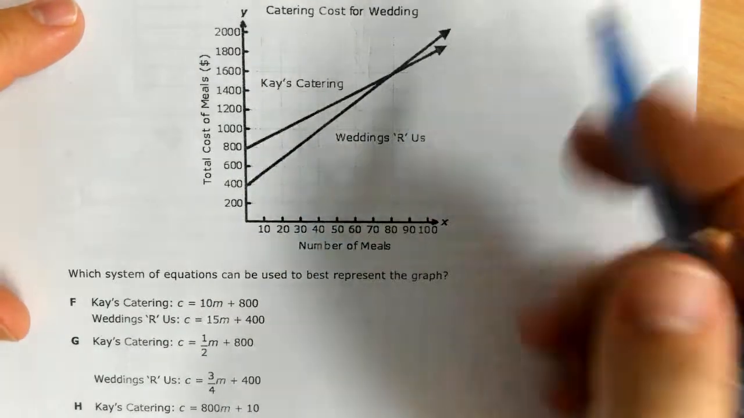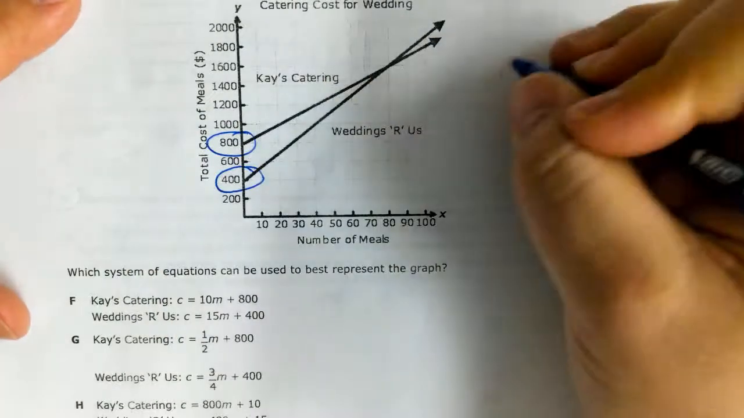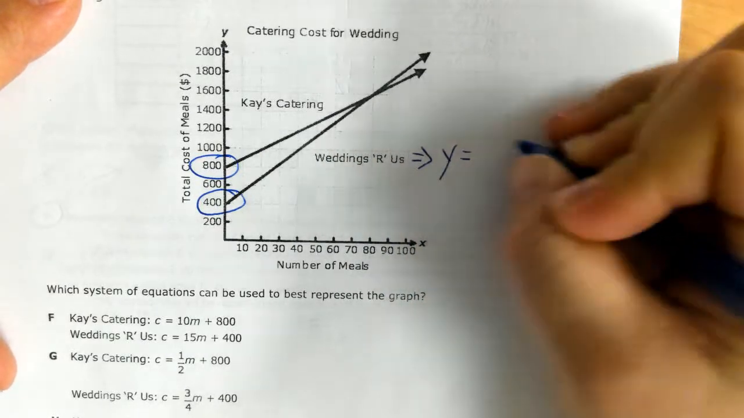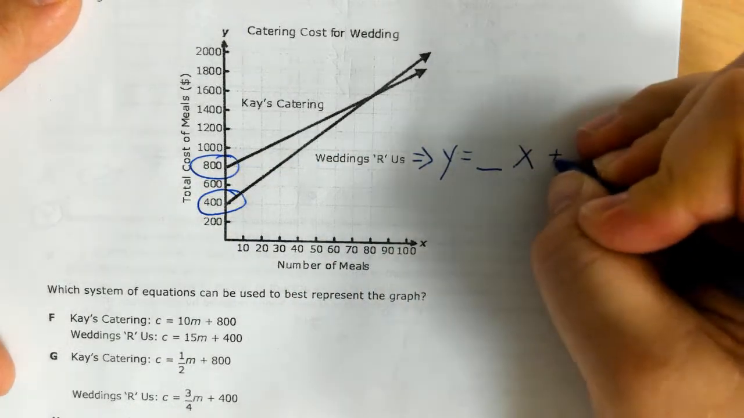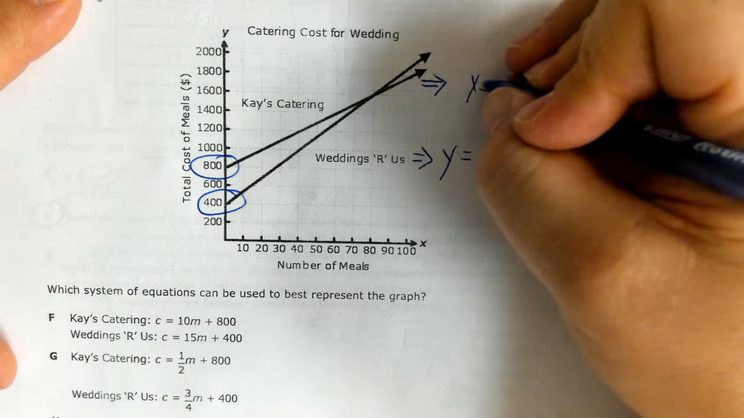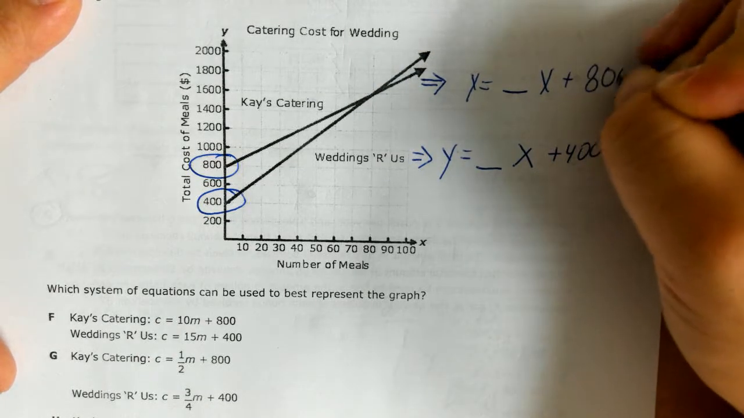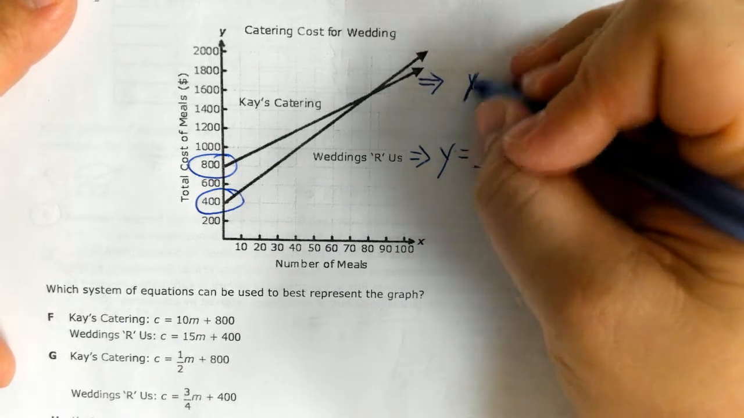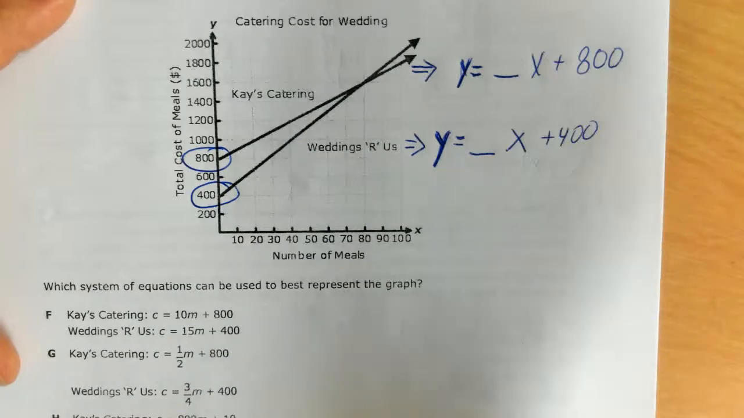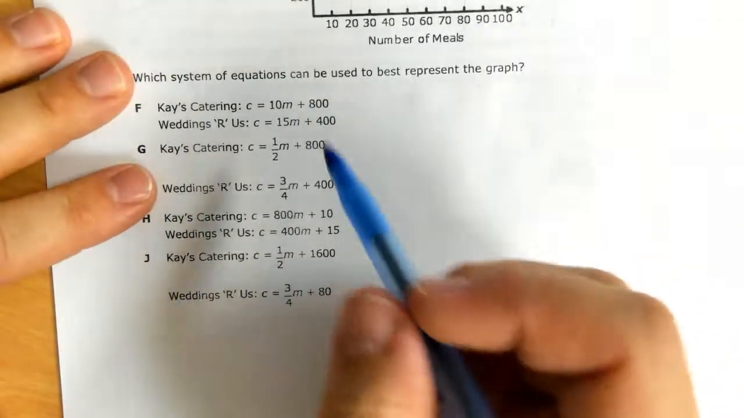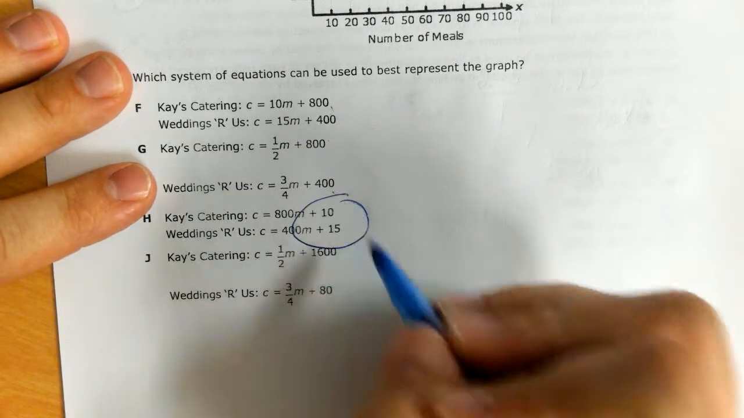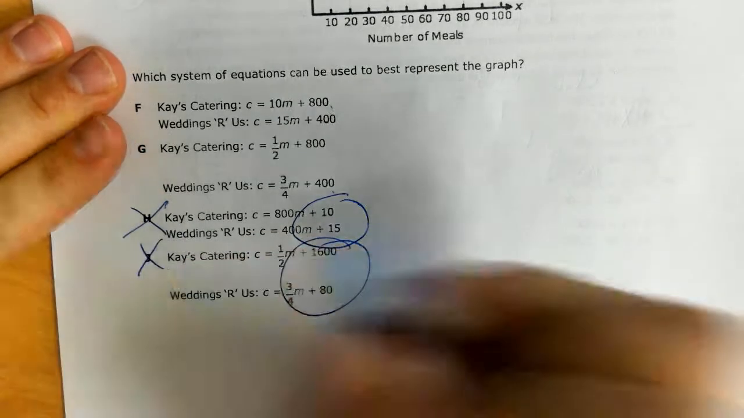Number 4, you just have to find your equations. You have an intercept of 400 and an intercept of 800. For weddings, y is going to equal something x plus 400. For the other one, y is going to equal something x plus 800. So I already know for my answer choices, plus 800, plus 400, plus 800, plus 400. Not right, not right. So I can scratch out those two.